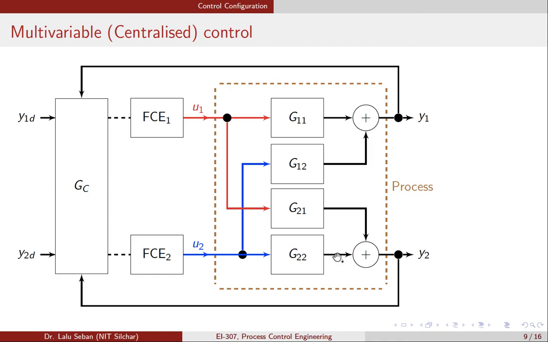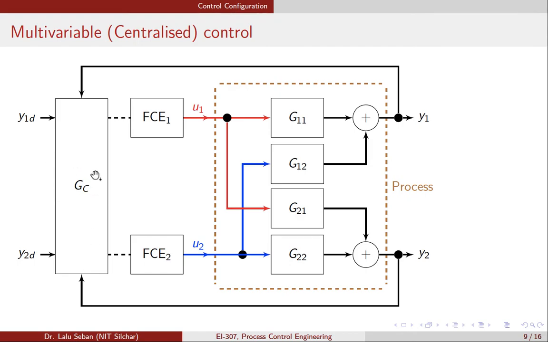Now, this is the case of a multivariable control. That means we are having a single controller. The single controller will be fed with both the desired values. In the case of a 2 by 2 process, that means a 2 controlled variable process, the desired values will be fed to this single controller. This single controller will get the measured value from both the control variables.